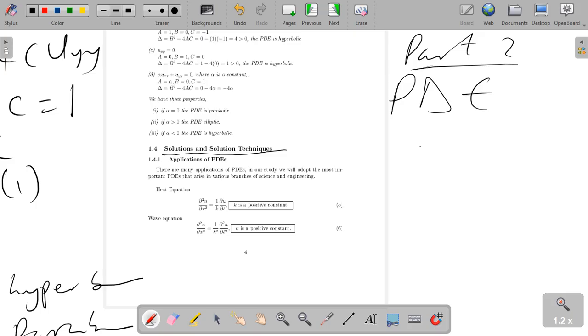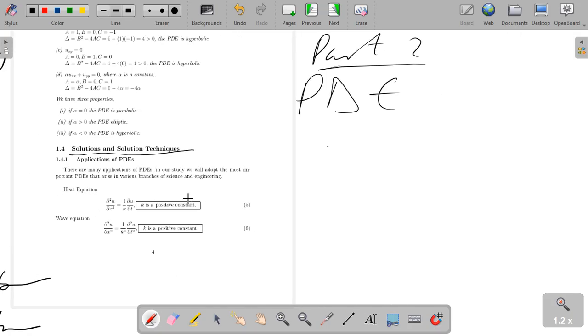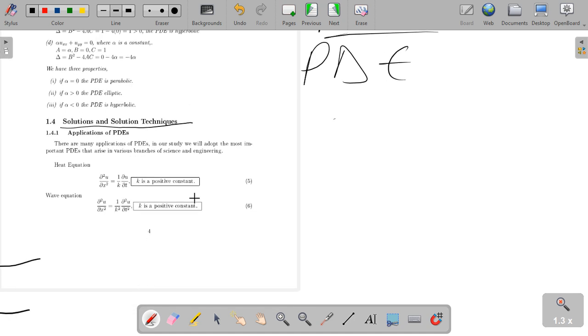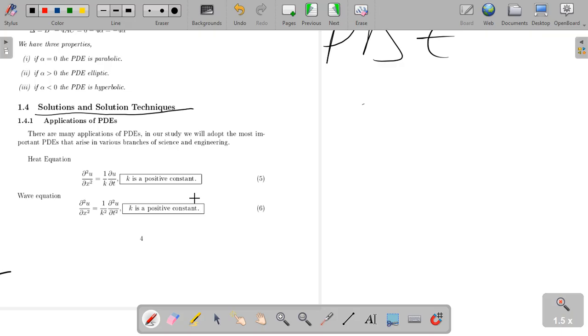Okay, so let's continue. Now, there are many applications of partial differential equations. In our study, we will adopt the most important partial differential equations that arise in various branches of science and engineering. The three major partial differential equations you need to know are: number one, the heat equation; number two, the wave equation; and number three, the Laplace equation.